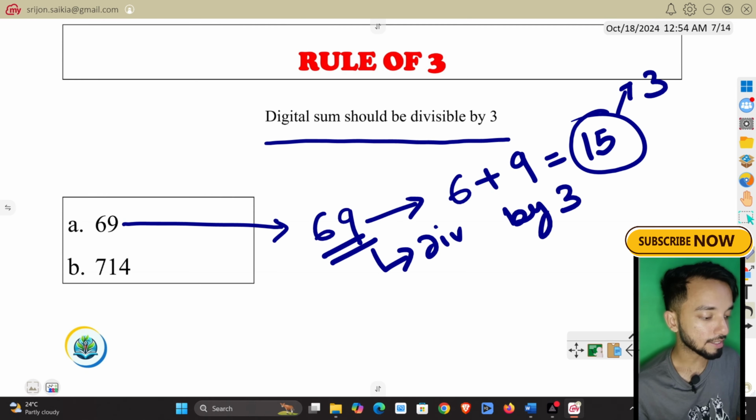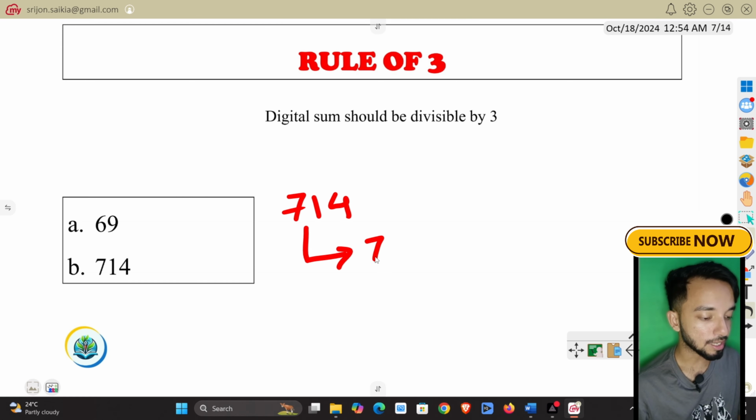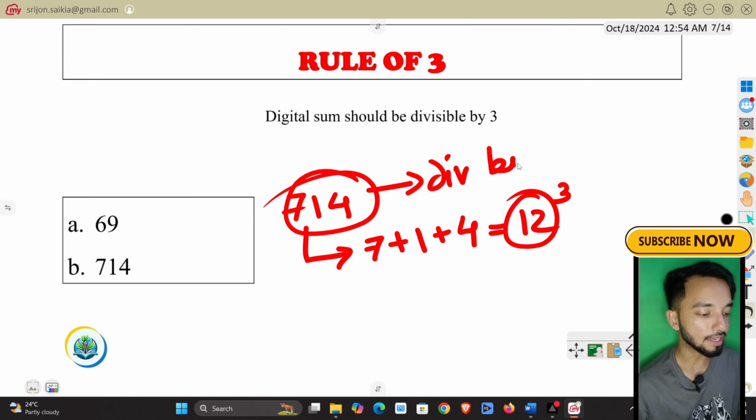Okay, let's check the next one. That is 714. Now, how to check whether 714 is divisible by 3 or not? Very simple. We need to do the sum. 7 plus 1 plus 4: 8, 9, 10, 11, 12. 12 is divisible by 3. So 714 is also divisible by 3.